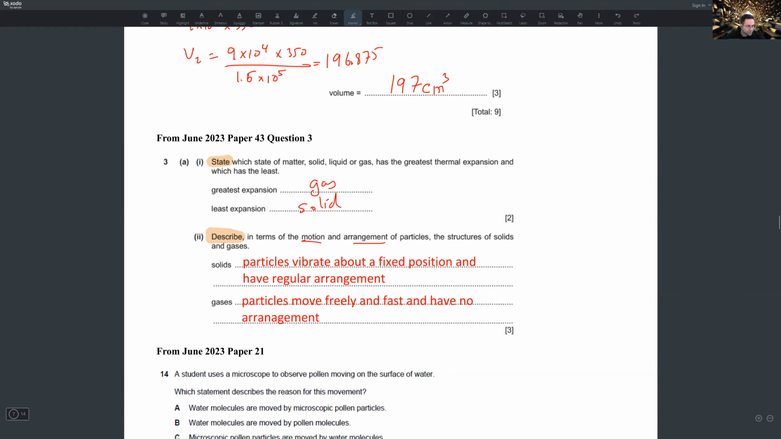No arrangement, meaning also move randomly? No, no, no. Motion or moving randomly is something he'll give us a mark for. Having no arrangement is another thing entirely.